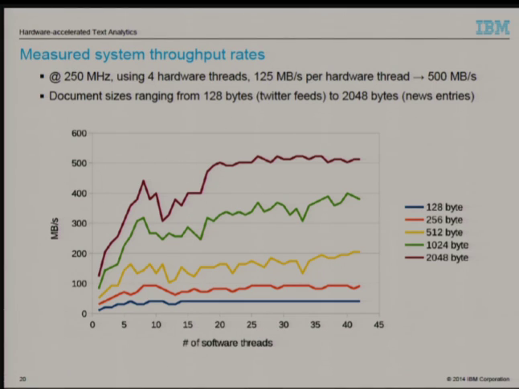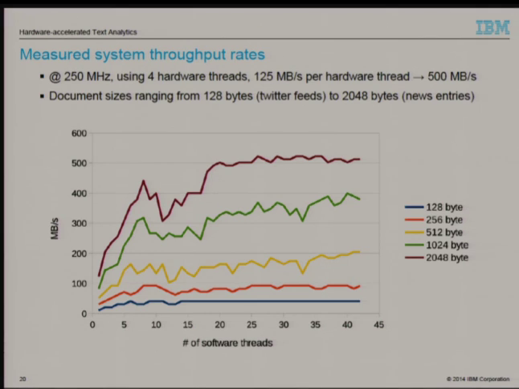But you also need to have the interface and the software fast enough to really fill up the bandwidth that the FPGA could use. So what you can see here is the number of software threads on the x-axis and the actual throughput that this whole system would get using the number of threads.